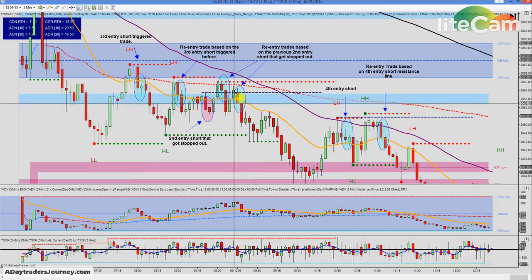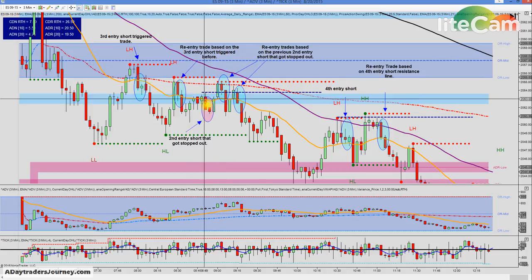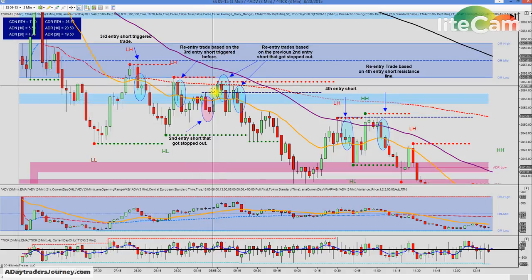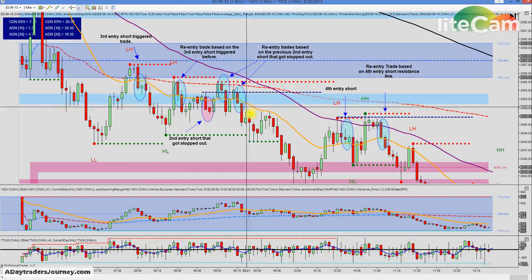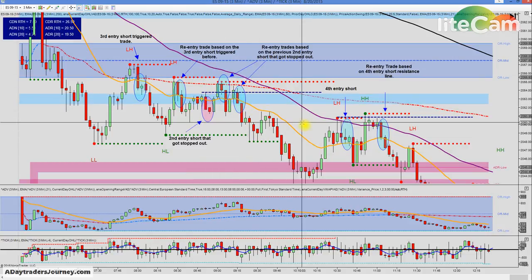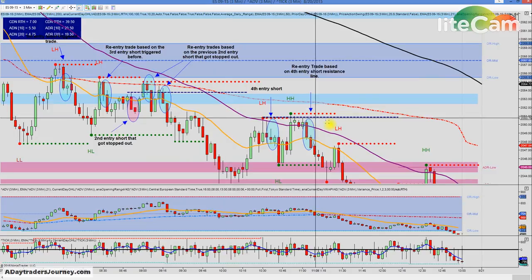So because price is below the 5-minute opening range, and prices below the EMAs are bearish, 21 below the 50, we have re-entry trades here. So there's some examples here of how I would count these out for entries.